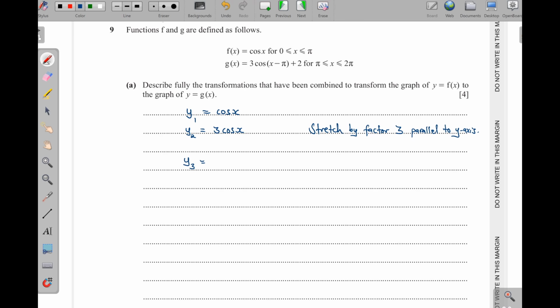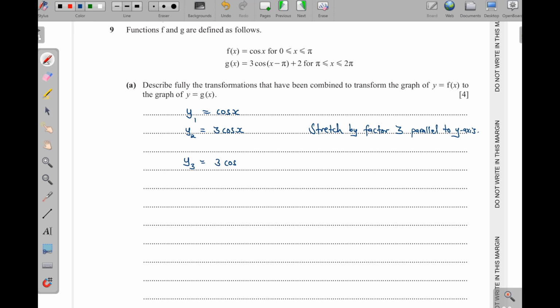y3 is now going to be, we are putting this one here, so 3. If there is an addition or a subtraction on the x or on the y, that is a translation. If there is a multiplication or division on x or on y, then that is a stretch. And then if there is a change of sign for x or y, then that is a reflection.